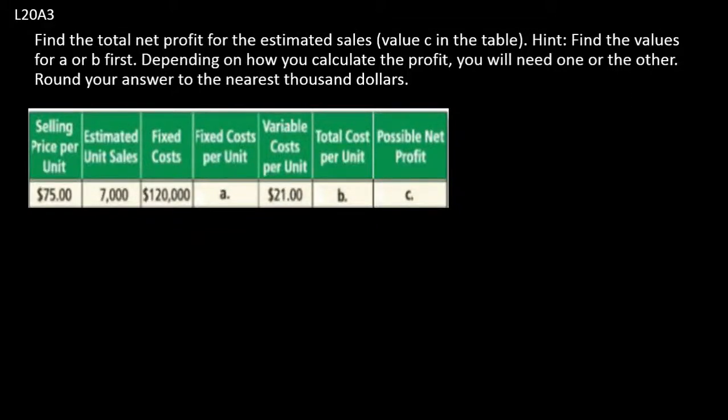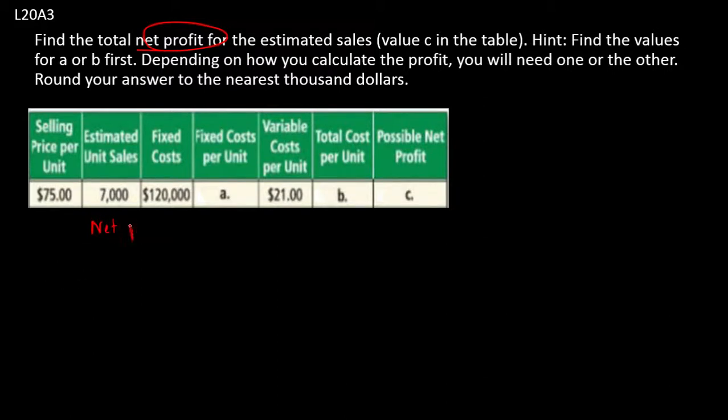Find the total net profit for the estimated sales, value C in the table. Hint, find the values for A or B first. Okay, so we're asked to find net profit. So pull out our net profit equation.